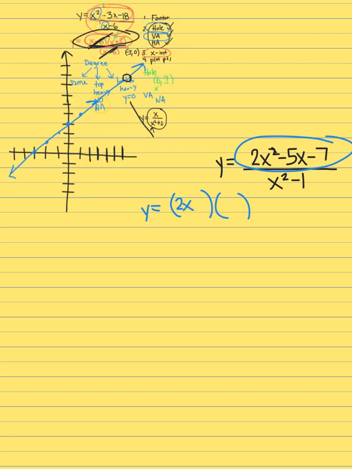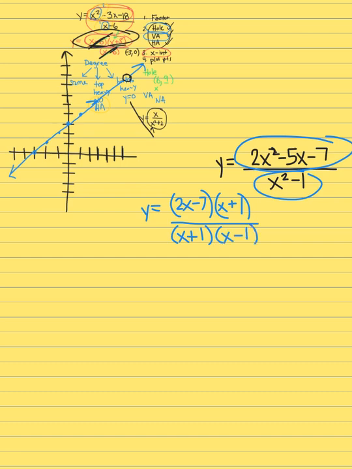So I have 2x and x. I'm just getting to the answer here. So this is going to be minus 7 plus 1. Okay, so you could do that by grouping as well. So now I'm going to factor out the denominator. So it's going to be x plus 1, x minus 1.